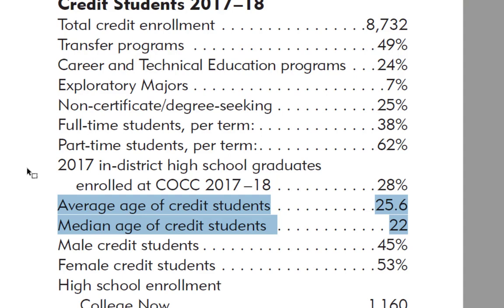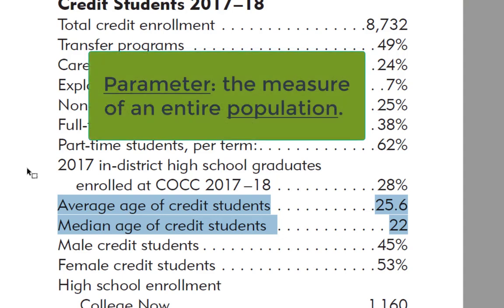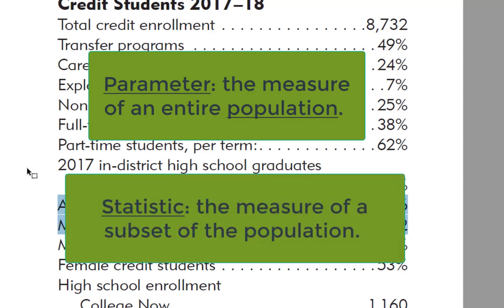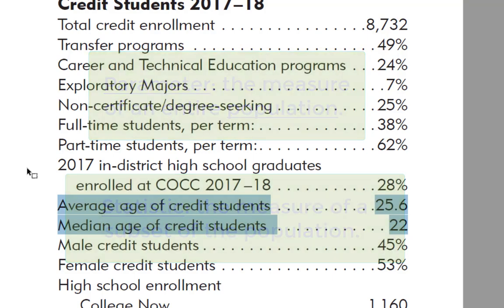I mean, there's a reason this class is called statistics and not parameters. A parameter is the measure of an entire population, but a statistic is a measure of a subset of that population. Now, why do we just do a subset? Well, we do subsets because it's easier to grab a subset than it is to grab the entire population. But you have to make an allowance for what's known as error.